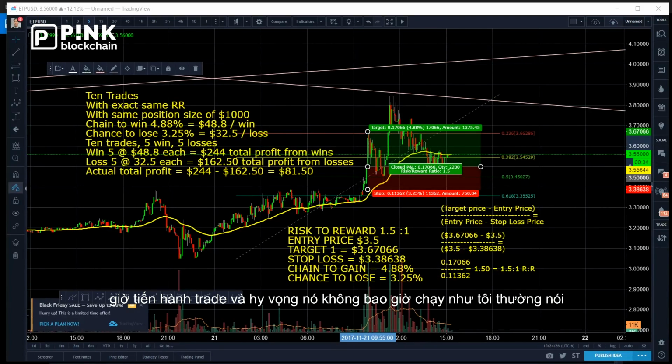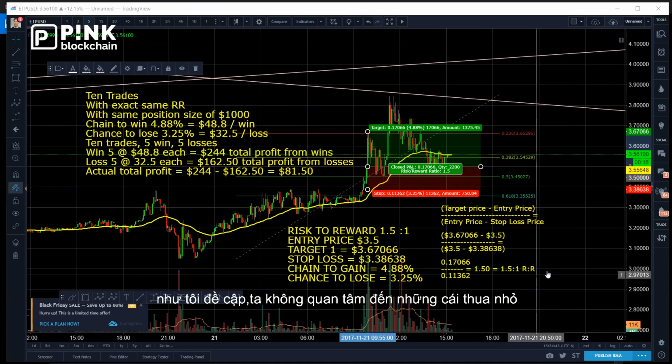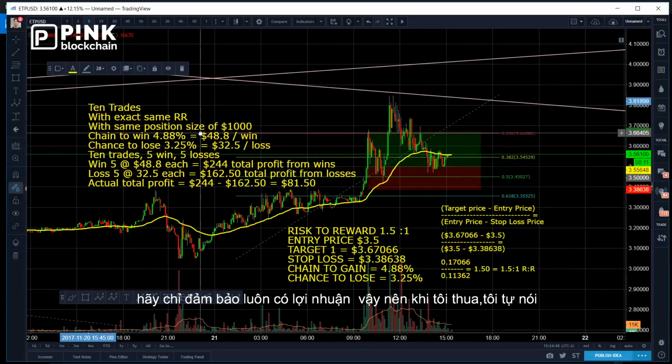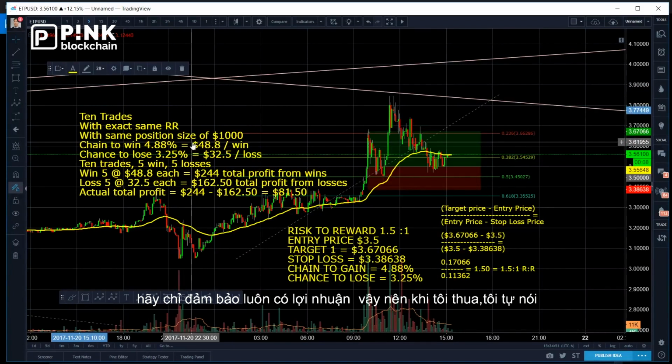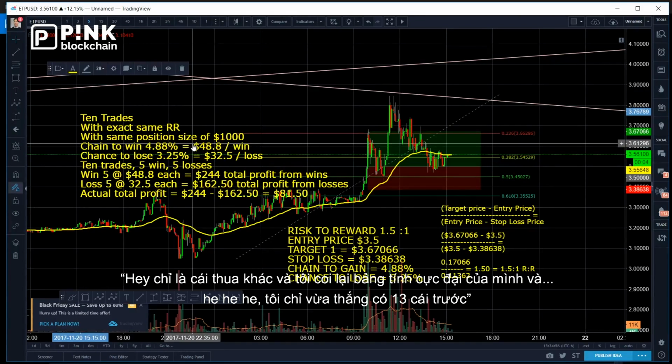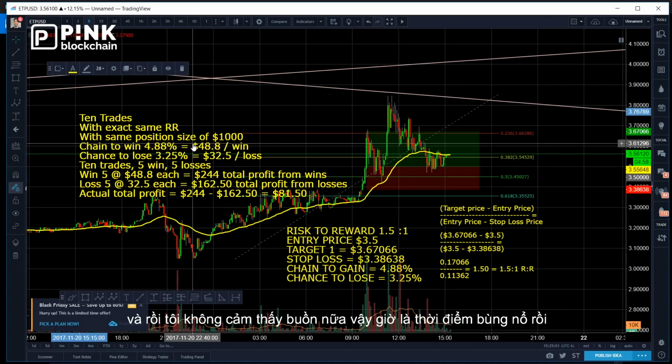Now, entering a trade, guys, and hoping never works. As I always say, the best way to be successful as a trader is to constantly know your risk to reward ratio. And that is what keeps you profitable over time. Because I always mention, we don't care about the small losses, guys. We just want to make sure we stay profitable over time. So myself, when I take a loss, I just say to myself, meh, whatever. It's just another loss. And I look back at my massive spreadsheets and I'm like, I just won the past 13 trades. I really don't feel that bad anymore.